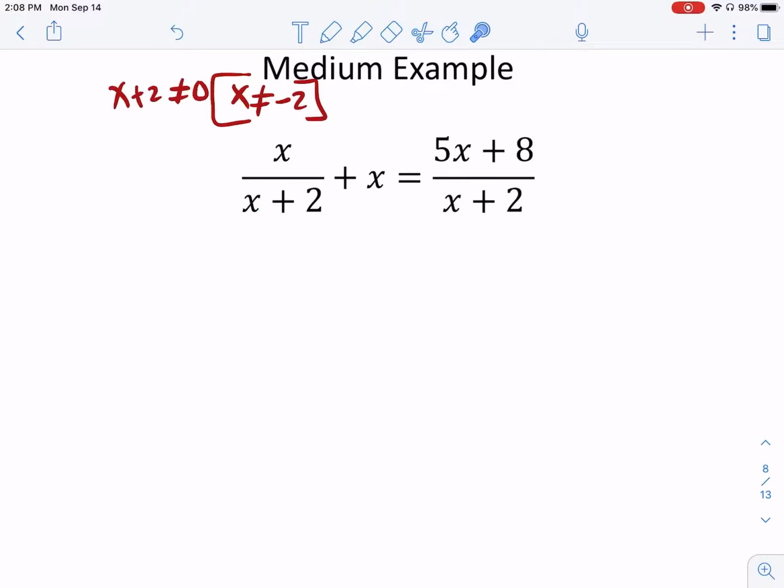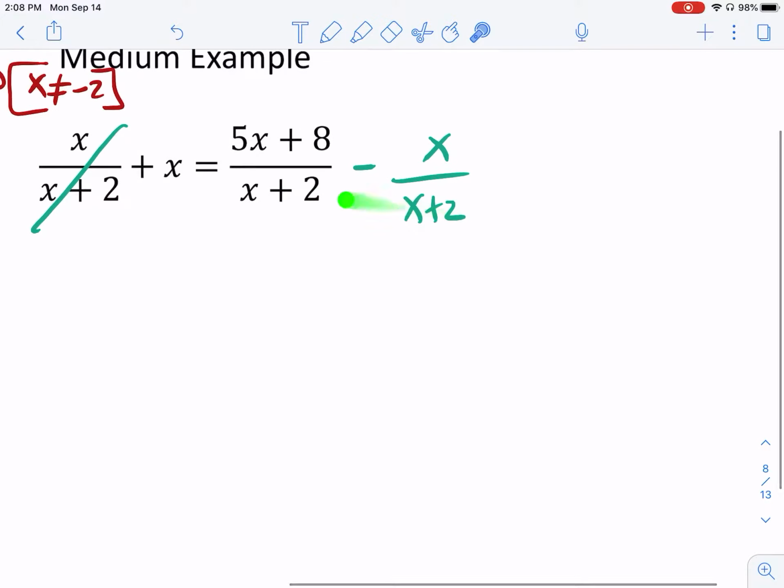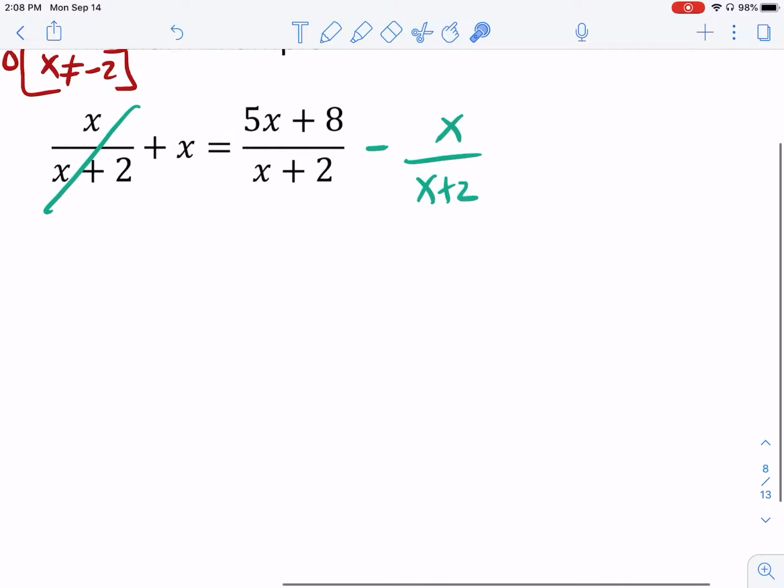When we add and subtract, we know that we want common denominators. You can make x have the same denominator as x plus 2 over here, but instead what I see is that these already have the same denominator x plus 2, so I'm going to move this entire term to the other side. I did that so that I already had a common denominator and I was able to just add and subtract.